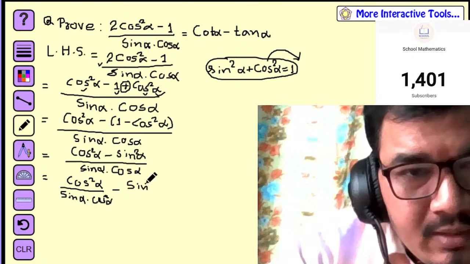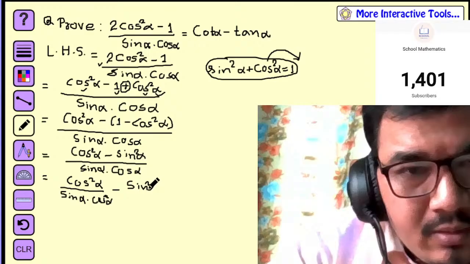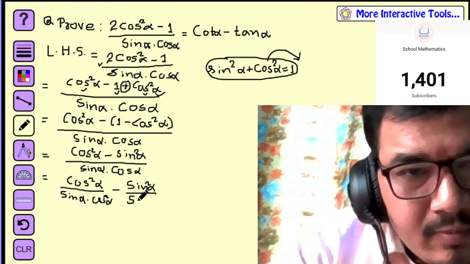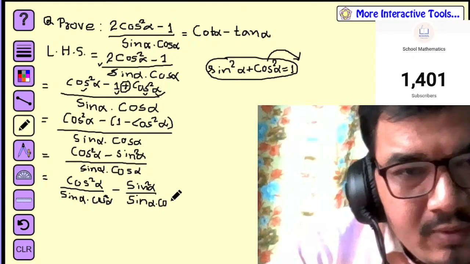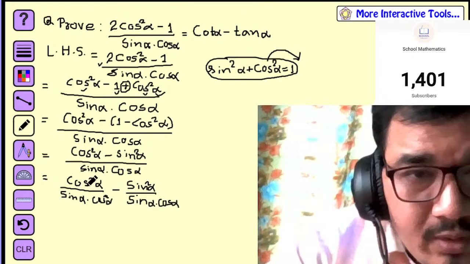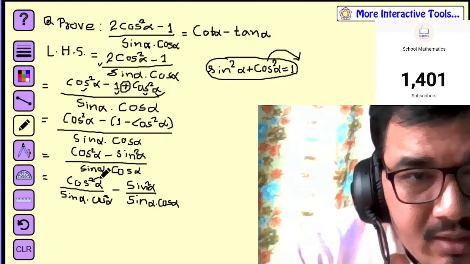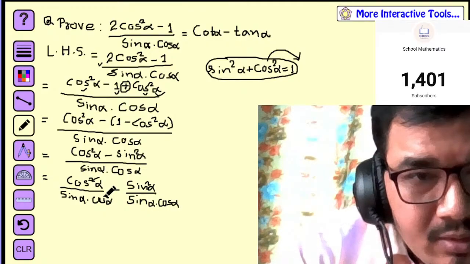Sine square, right? Down there is, like this, look here, sine alpha into, right here, cos alpha. Okay. Now look here, so now we up and down, we can look at this cos alpha, and this here is down. There is one cos alpha.